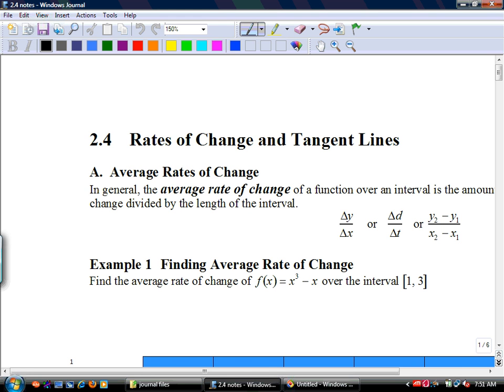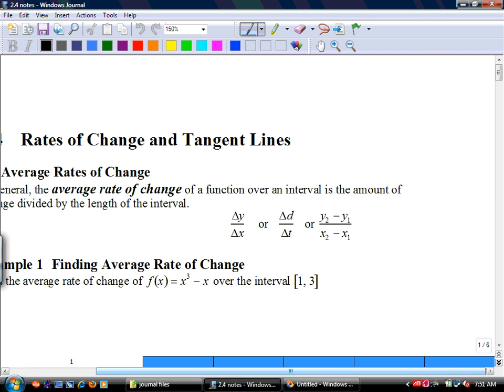Okay. The average rate of change of a function over an interval is given by the amount of change divided by the length of the interval. Does this kind of look familiar? I'm getting a head nod.